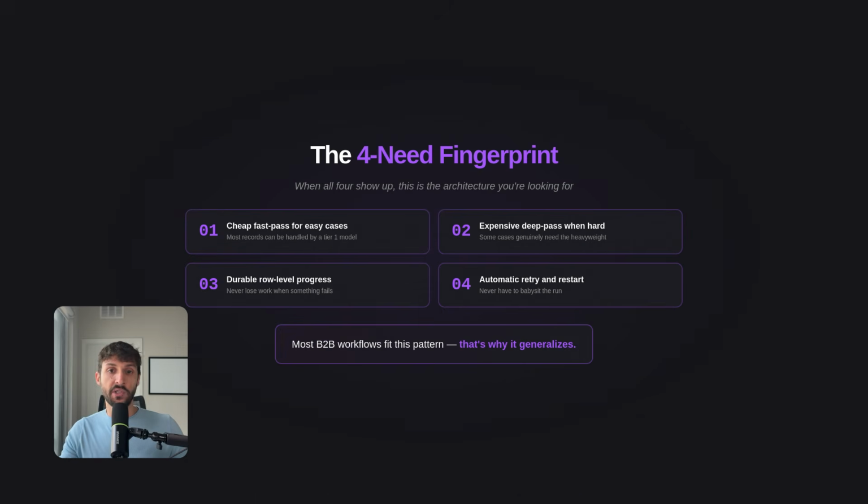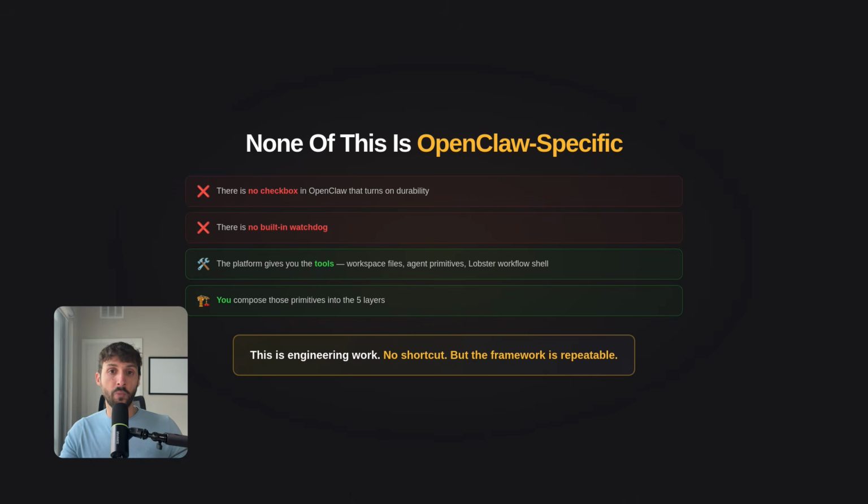The pattern is especially strong when you need 4 things at once: a cheap fast pass for the easy cases, an expensive deep pass only when something is genuinely hard, durable row-level progress so you never lose work, and automatic retry and restart so you never have to babysit it. If your business has a workflow that fits those 4 needs, and most B2B workflows do, this is the architecture you're looking for. And one last really important thing, none of these 5 layers are OpenClaw specific.